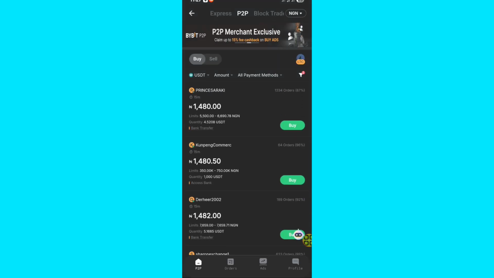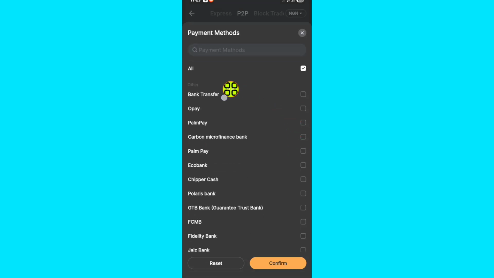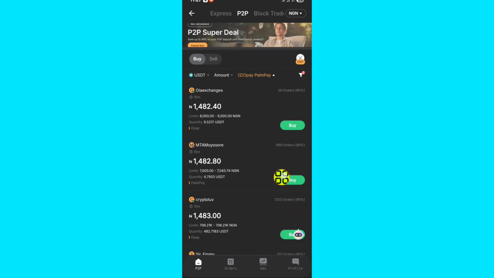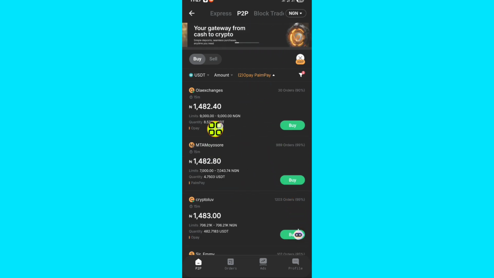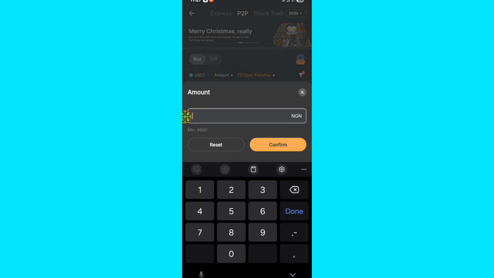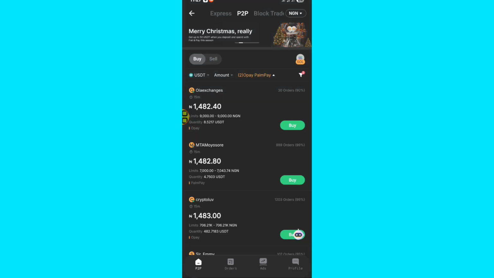After tapping confirm, as you can see, now tap on bank and specify the bank you want to use. For this video, let's say you want to use all bank transfers, or a specific bank in your country. For me, I will just use two banks, PalmPay and OPay. I will tap on confirm. Now I'll only get ads from people that have these accounts as their payment method. The next thing is to specify the amount. Let's say I want to use 5,000 naira, and confirm.